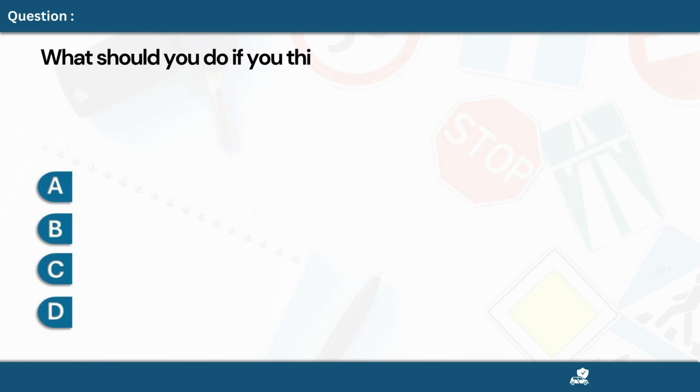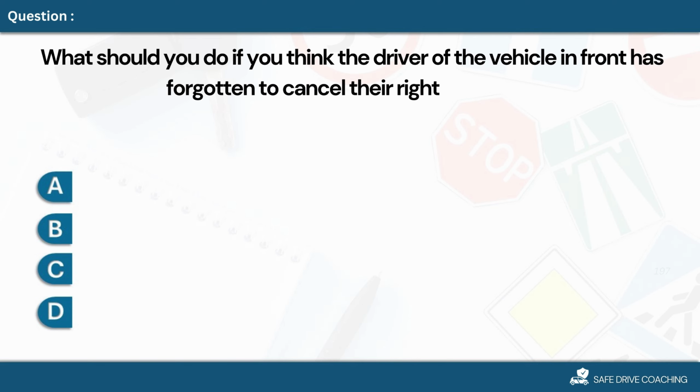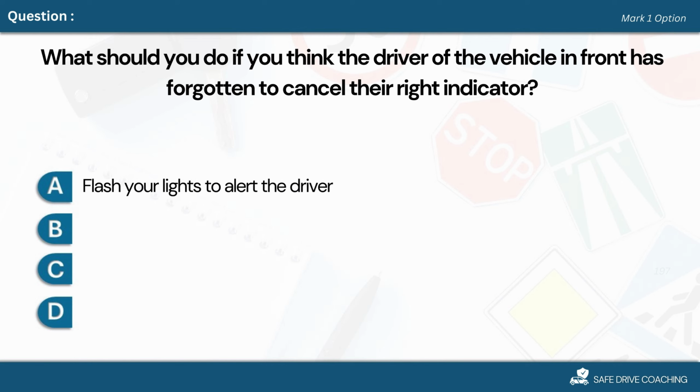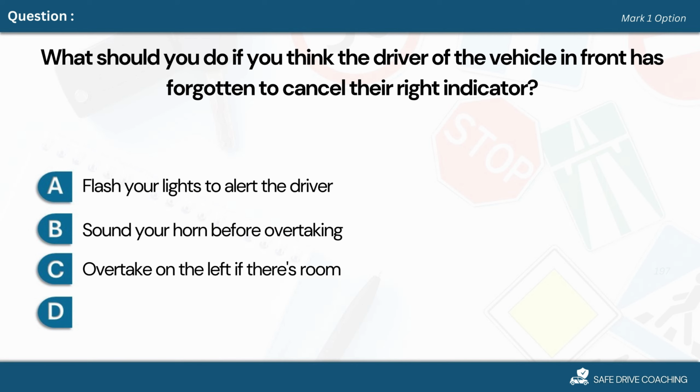What should you do if you think the driver of the vehicle in front has forgotten to cancel their right indicator? A. Flash your lights to alert the driver. B. Sound your horn before overtaking. C. Overtake on the left if there is room. D. Stay behind and don't overtake.